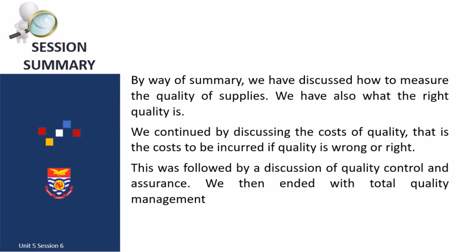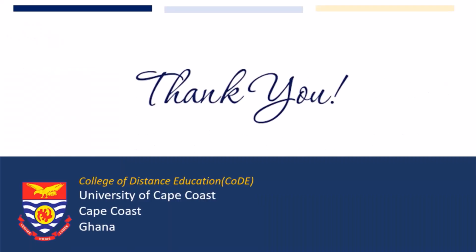By way of summary, we have discussed how to measure the quality of supplies. We have also learned what the right quality is. We continued by discussing the cost of quality, that is, the cost to be incurred if quality is wrong or the cost to be incurred if we get the quality right. That's when we said we have the appraisal cost and the prevention cost. This was followed by a discussion of quality control and assurance. We then ended with total quality management.